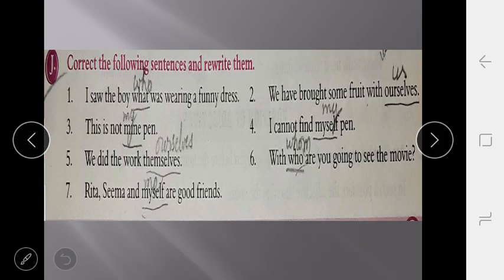Now look at the J part of your exercise. Correct the following sentences and rewrite them. There are some problems in the sentences which we have to correct and write. First sentence, I saw the boy what. We don't use what for a boy. We can use who. I saw the boy who was wearing. In the second sentence, we have bought some fruit with ourselves. No, there we will use us. The right answer will be us. We have brought some fruit with us.